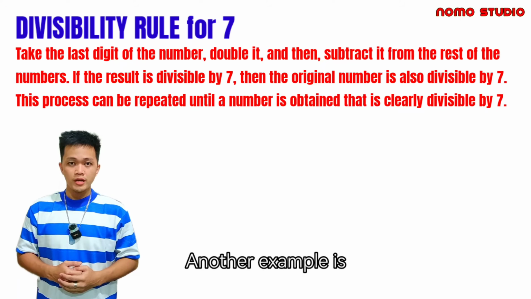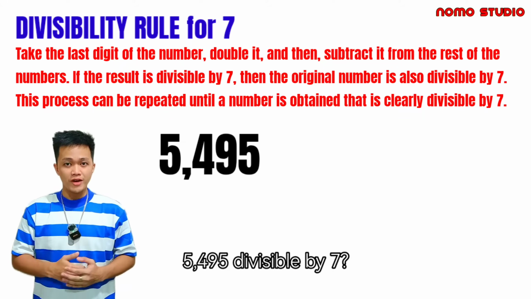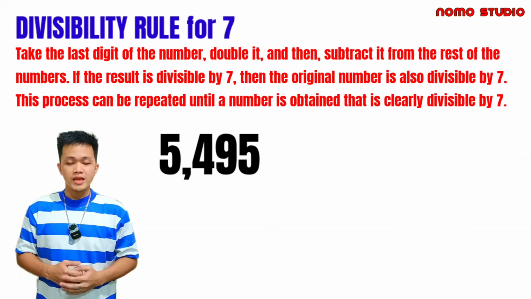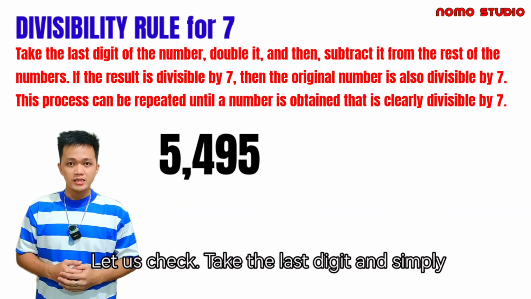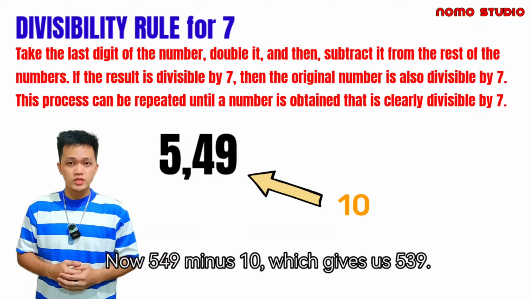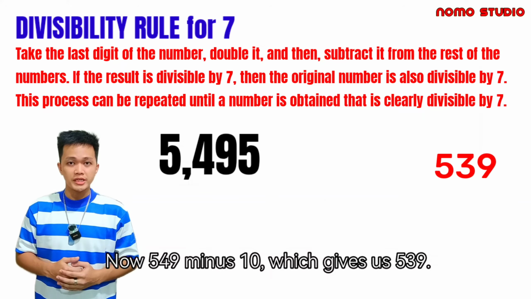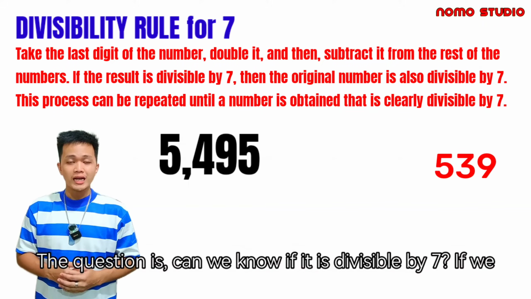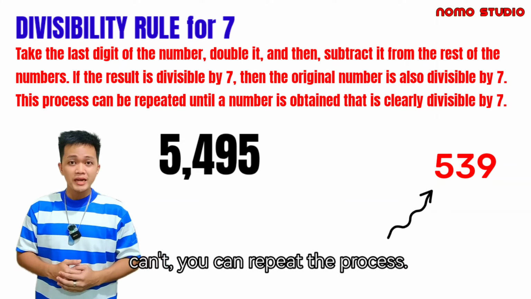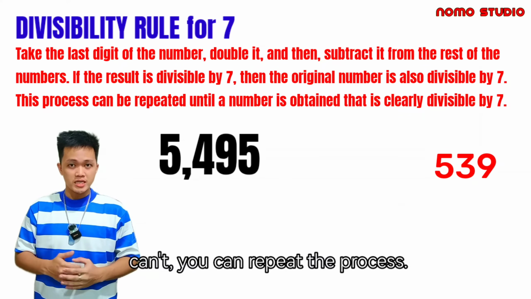Another example. Is 5,495 divisible by 7? Yes, it is divisible. Let us check. Take the last digit and simply multiply it by 2, which gives us 10, right? Now, 549 minus 10, which gives us 539. Ang tanong, kaya na ba nating malaman if it is divisible by 7? If hindi pa natin kaya, you can repeat the process.